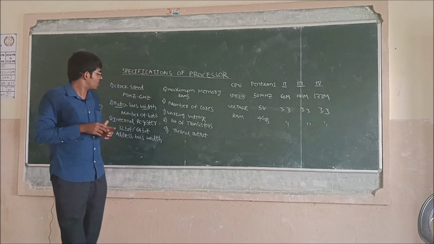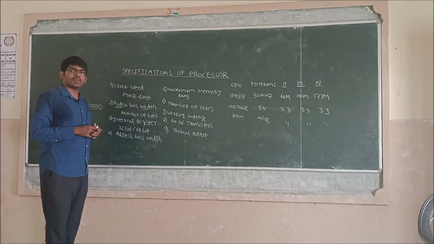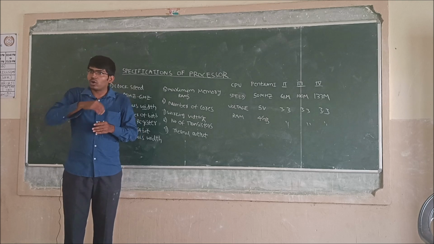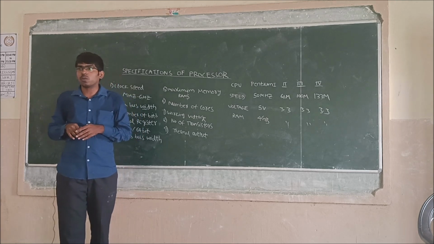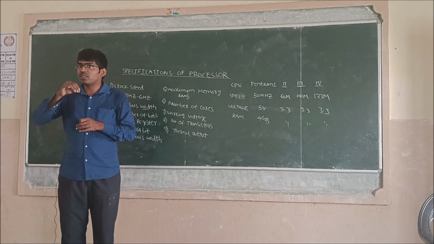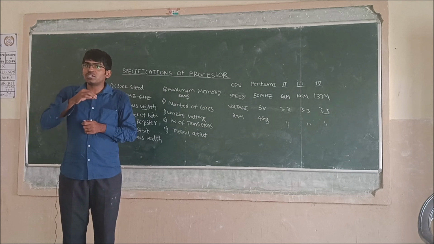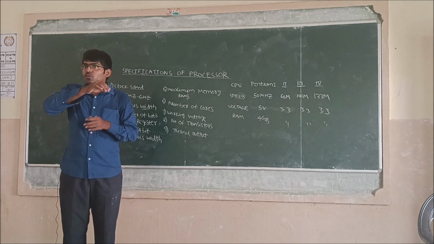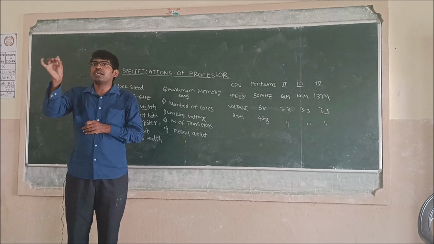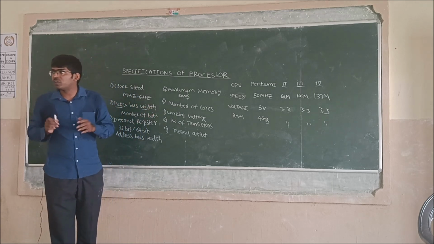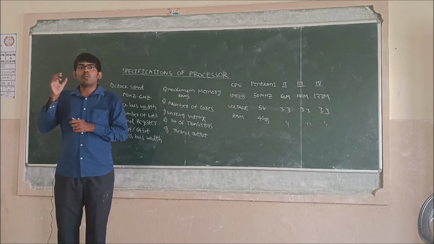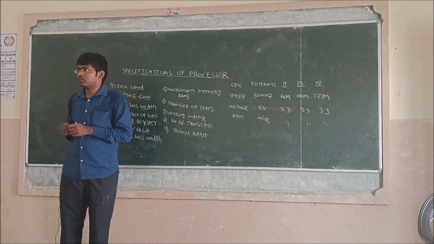Data bus width. We already said that whenever the CPU is communicating with the components on the motherboard, it is communicating with data. When the data flows, how many bits of data can flow from the CPU to other components at a time? That is known as data bus width. A larger data bus width means we can handle more bits at a time.